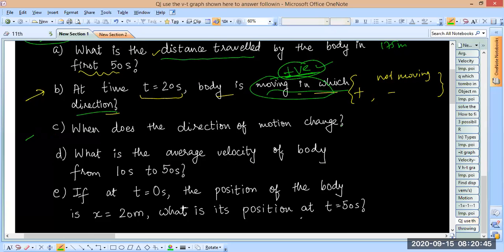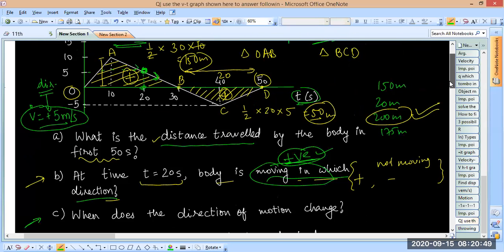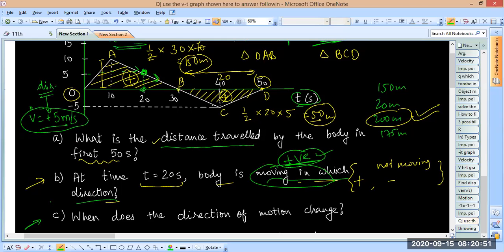Now, see, when does the direction of motion change? It has some connection with what we did earlier. I hope now you will be able to do it. When does the direction of motion change? When? Time. Come on, people, answer.